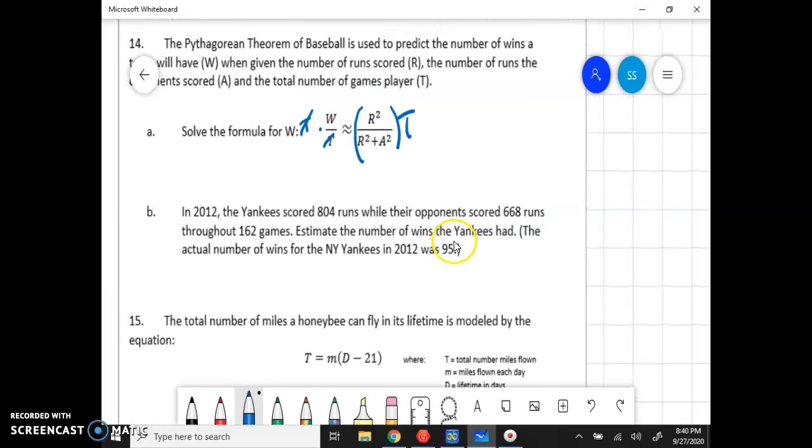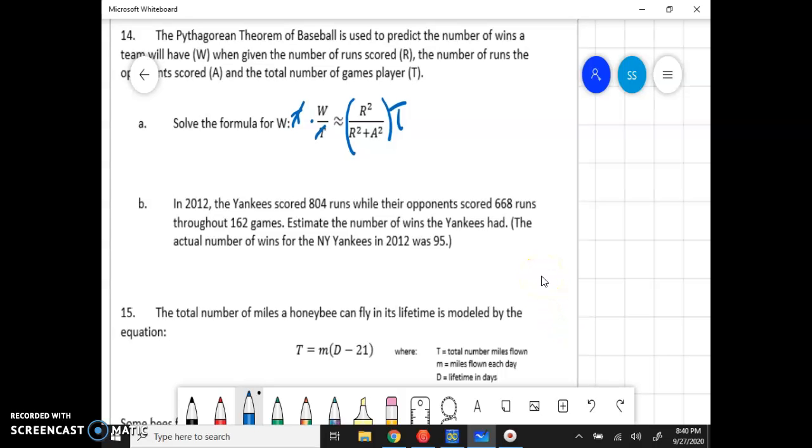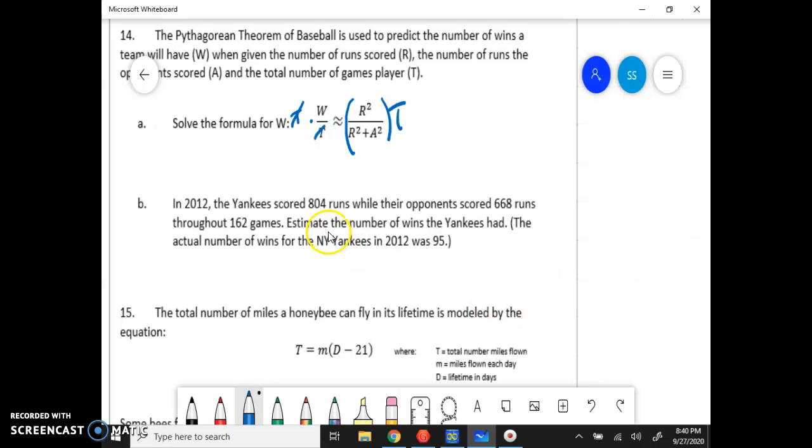In 2012, the Yankees scored 804 runs while their opponent scored 668 runs throughout the 162 games. Estimate the number of wins the Yankees had. The actual number of wins for the New York Yankees in 2012 was 95. So the R is going to be the runs that the Yankees scored, the A is the opponents, and the T is the total number of games, which is 162.